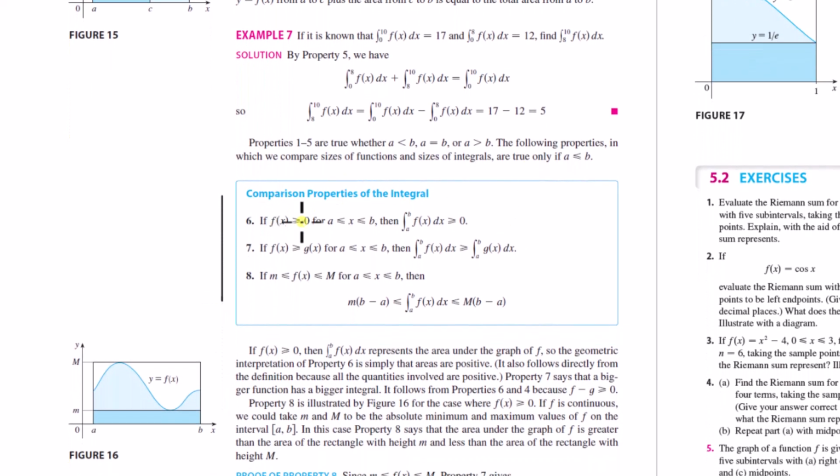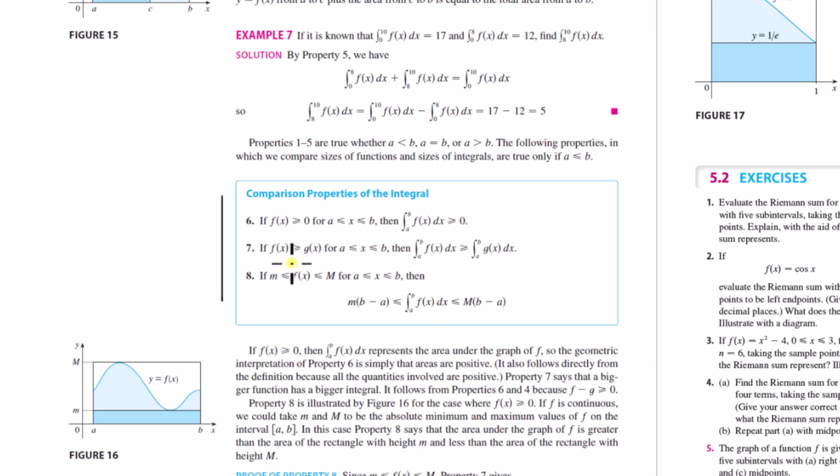Note that. All right. If f of x is greater than or equal to 0 for x greater than or equal to a, less than or equal to b, then the integral from a to b of f of x dx is greater than or equal to 0. And that makes sense because this situation is the area under the curve. If f of x is greater than or equal to 0 for all x within the interval, then you're going to have an area that's either equal to 0 or something greater than 0, right? That's what they're saying, okay?